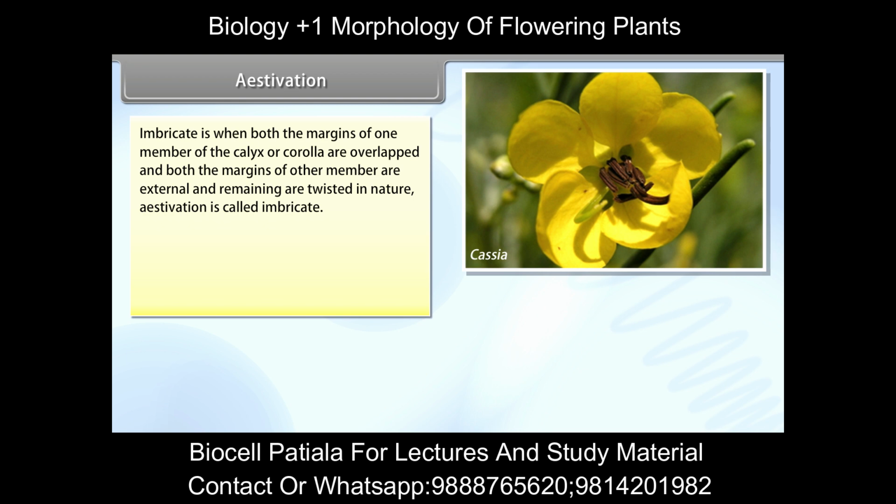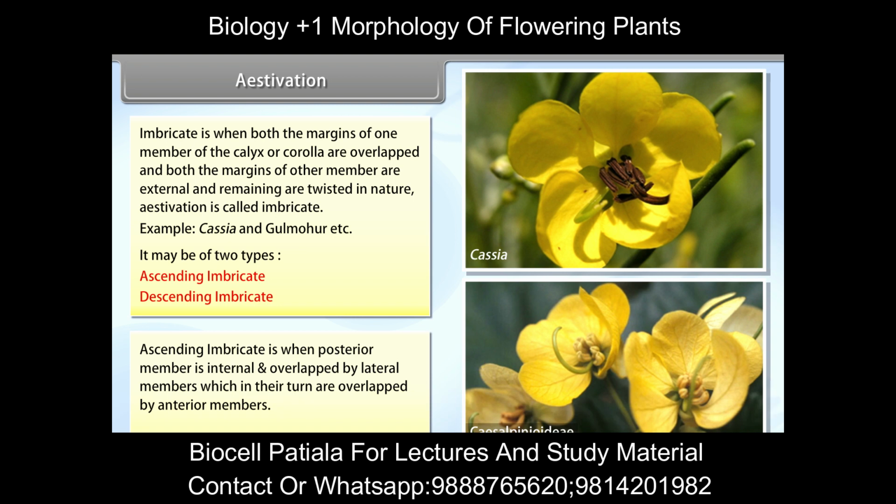Imbricate is when both the margins of one member of calyx or corolla are overlapped and both the margins of another member are external and the remaining are twisted in nature. Aestivation is called imbricate. Example, cassia, gulmohar, etc. It may be of 2 types: ascending imbricate, descending imbricate. Ascending imbricate is when the posterior member is internal and overlapped by lateral members, which in their turn are overlapped by anterior members. Example, Cassia sophera.